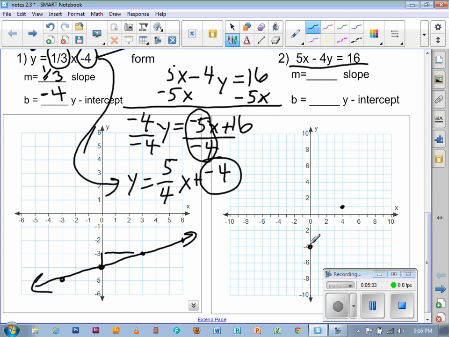Let's see if I counted right. You got a rise of 1, 2, 3, 4, 5, and then 1, 2, 3, 4. And then you can continue doing that. 1, 2, 3, 4, 5 over 1, 2, 3, 4. It gives you a couple points of the graph, and there is your line. So hopefully that made sense. And if we identified the slope up here, it would be 5/4, and the y-intercept would be a negative 4.